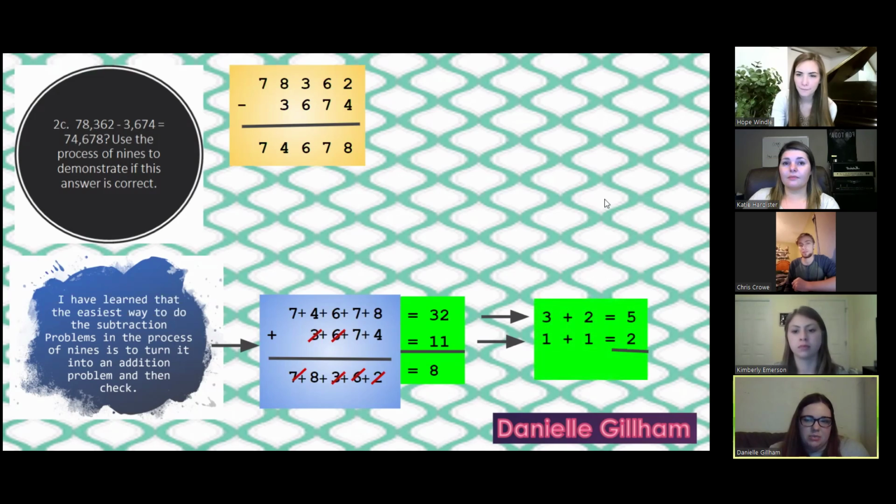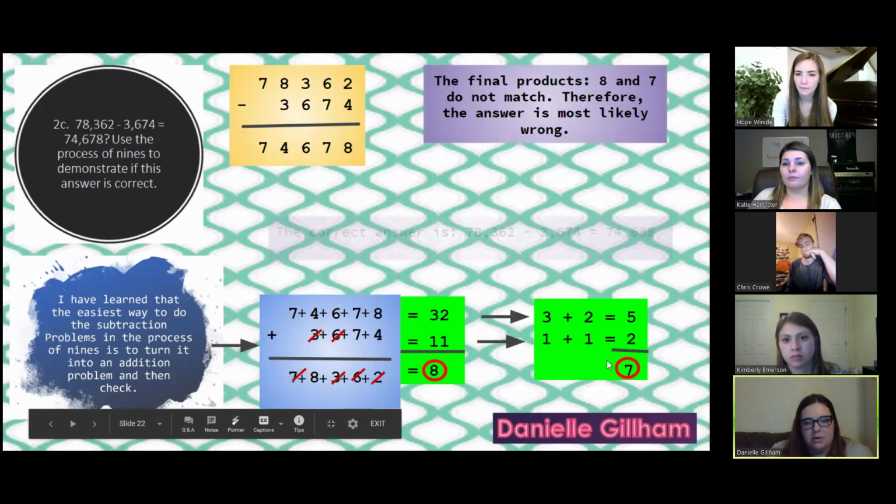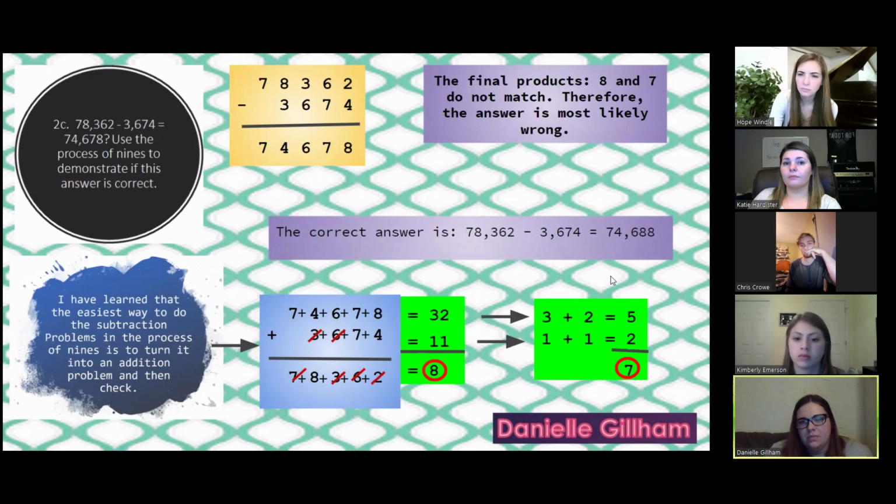And then you're going to break it down into one digit. So 3 plus 2 is 5, and 1 plus 1 is 2. Then you add these together, and you get 7. The total for the bottom number was the 8. So the 8 and 7 don't match up. Therefore the answer must be wrong.